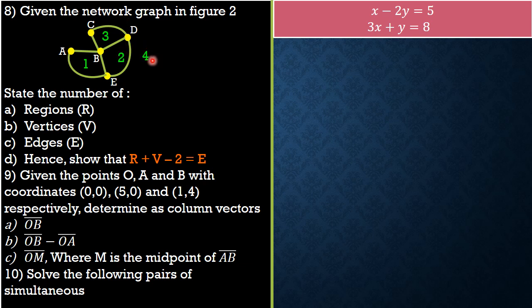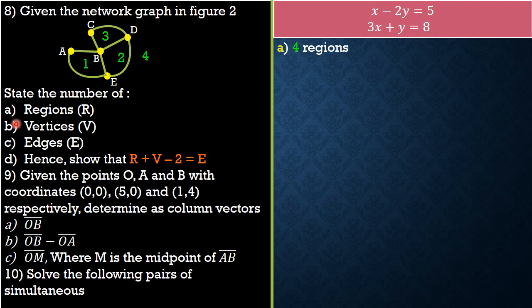Okay, great. So as much as you're counting the rooms, don't forget to count the external surface because it is also considered a room or a region. Great. So we have 4 regions.